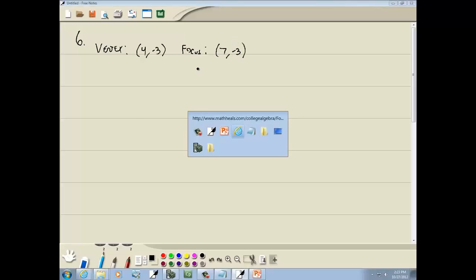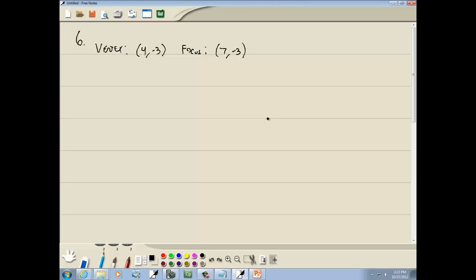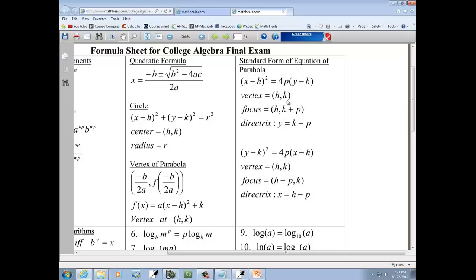Let's go look at our formulas. Well, both of them got vertex and focus, so that doesn't help us very much. Now, notice something, though. The negative 3's are the same here, aren't they? So the y parts are the same. Here I got k, k plus p. Those aren't the same. Here I got k and k. So in this bottom formula, my y parts are the same. So we're going to be using these down here.